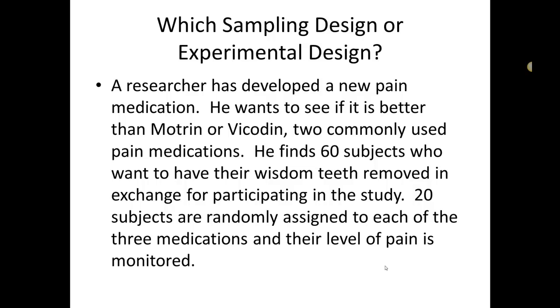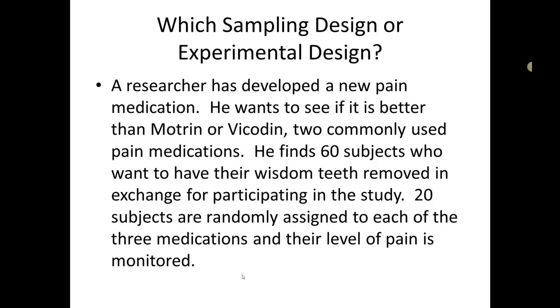All right, so first thing we decide, sampling design or experimental design. In this case, we have a treatment that we are applying to the subjects. We have this pain medication. So first we're going to cause our subjects a whole bunch of pain by yanking out their wisdom teeth, and then we're going to give them the treatment, one of these 3 different pain medications. So this is an experimental design.